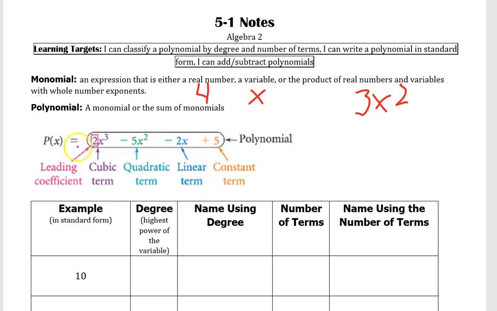And then you guys can see what we call the leading coefficient is 2 here. That is the coefficient of the highest power of x. This is a cubic term, x to the third, quadratic term, x squared. Linear term is your plain x, and your constant is the number on the end. And this is written in what we call standard form, where the highest power of x is first, and then the powers of x go down in order as they appear in the polynomial.